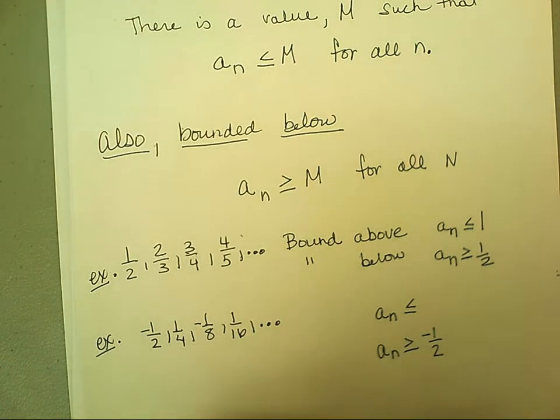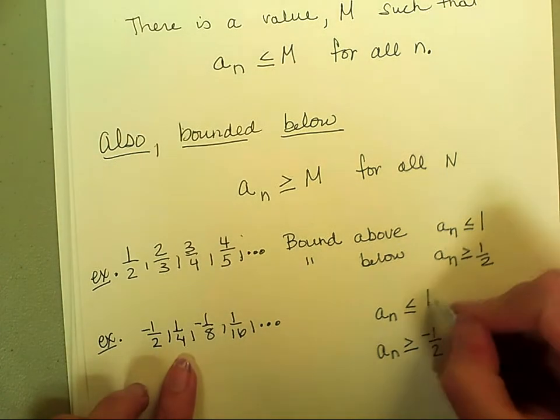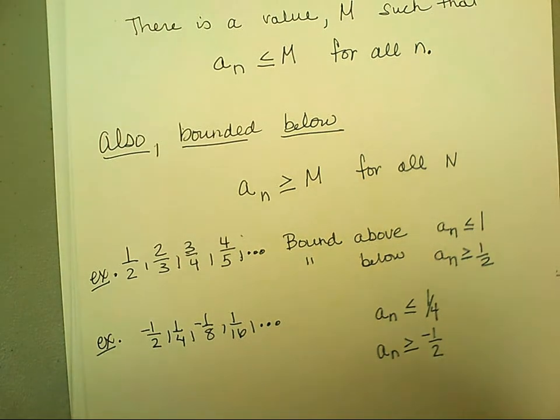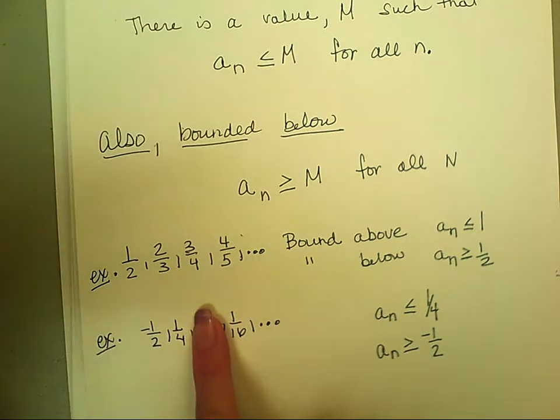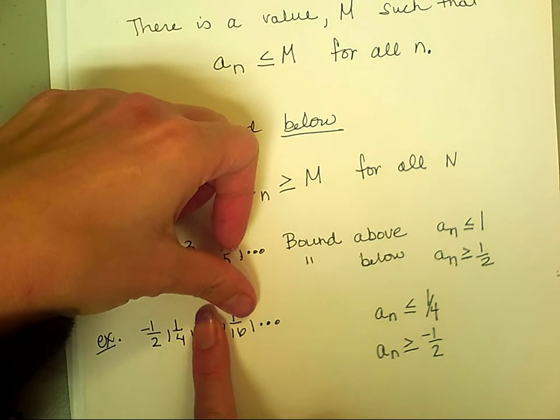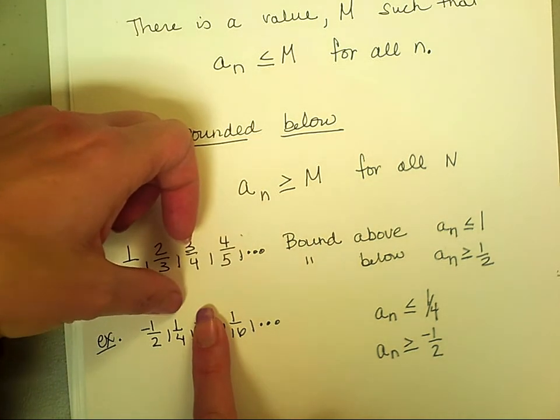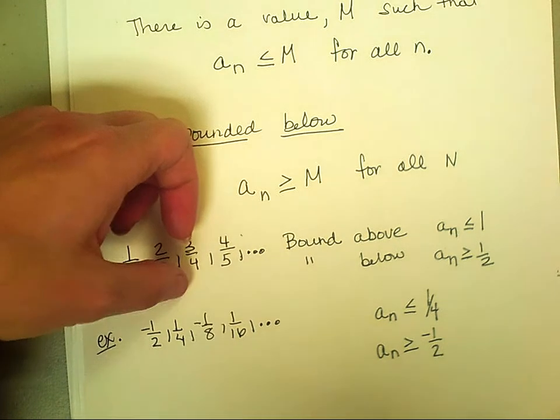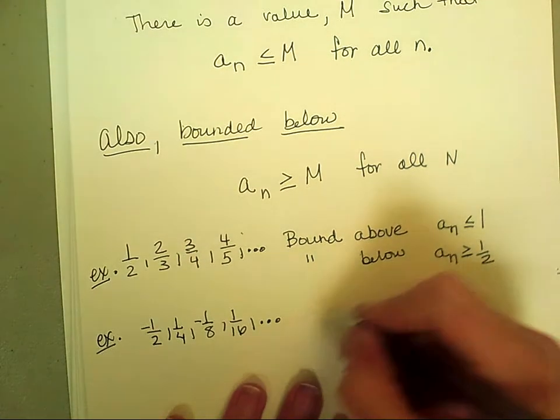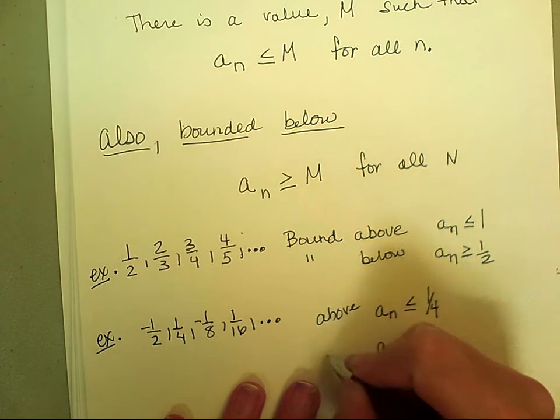So now is it bounded above? Well, what is the most positive number that we can have? And that has to be the 1/4. Okay? Because all of these numbers are getting smaller. The next positive number is 1/16, which is smaller than 1/4. So this is why we are bounded above and below.